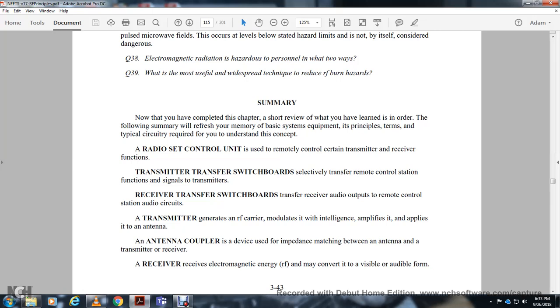Alright, Chapter 3 Summary. Now you have the chapter's short review of what you learned, in order that the summary will reflect the memory of the basic systems, equipment, and principles, to determine the typical search required to understand the concept.